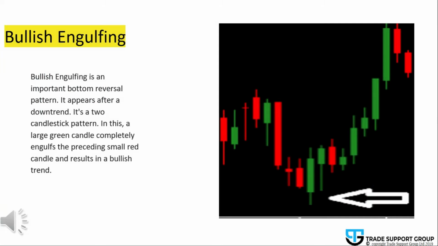Here we will cover the engulfing patterns, which are very important because they often occur on the market. The bullish engulfing pattern is an important reversal pattern. It appears after a downtrend, and it's a 2 candlestick pattern. In this picture, a large green candle completely engulfs the preceding small red candle, and it results in a bullish trend after.